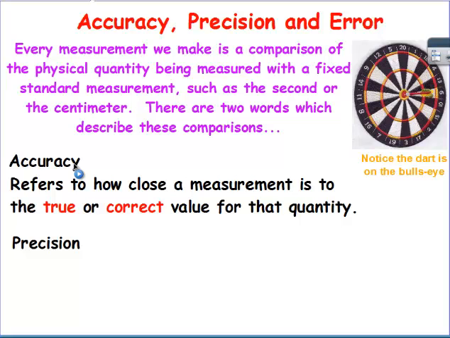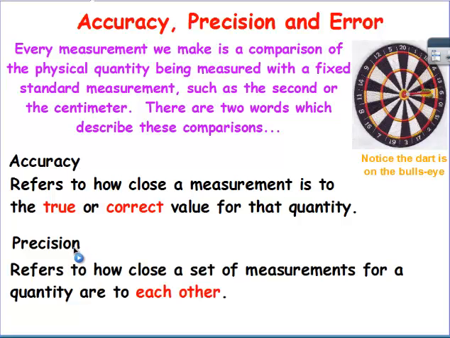Accuracy refers to how close a measurement is to the true or correct value for the quantity. If I was throwing darts, hitting the bullseye if I was aiming for it would be accurate. Or in chemistry, if I am recording the volume of a liquid, maybe it's 18.7 milliliters, but I record it as 19 milliliters. How close I am to that true value is how accurate I was at reading it.